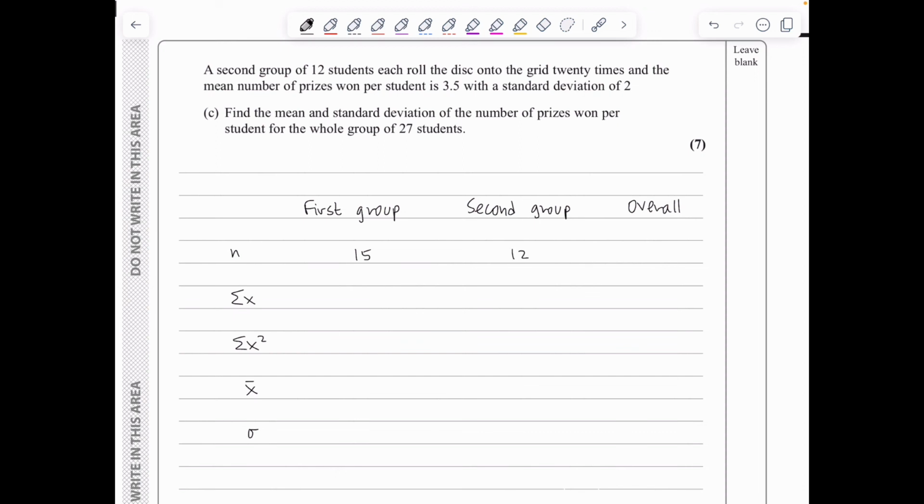Now the sum of the x's for the first group was 61, the sum of the x squares was 295, and we have been given that the x bar, the average for the second group, was 3.5, whereas the standard deviation was 2. I'll have to use this information here to derive the sigma x and the sigma x squared for the second group in order to combine them together.